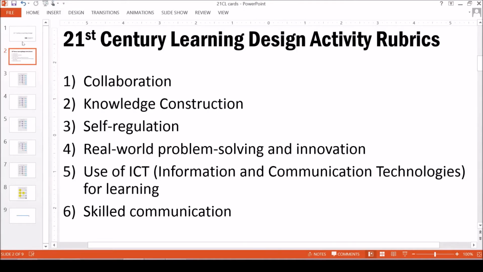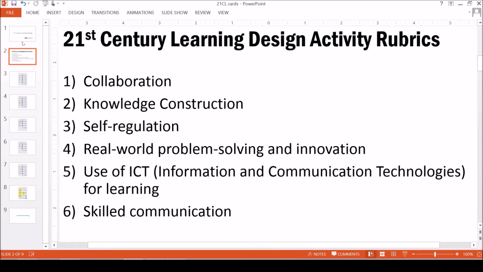The 6 rubrics cover the following 21st century skills: collaboration, knowledge construction, self-regulation, real-world problem-solving and innovation, use of ICT, which is information and communication technologies. In essence, it's just tech. That term, ICT, is used a lot more in Europe than it is here, and skilled communication. And each one of these has a rubric associated with it. So we're going to use the rubric to score the lesson on these 6 areas.